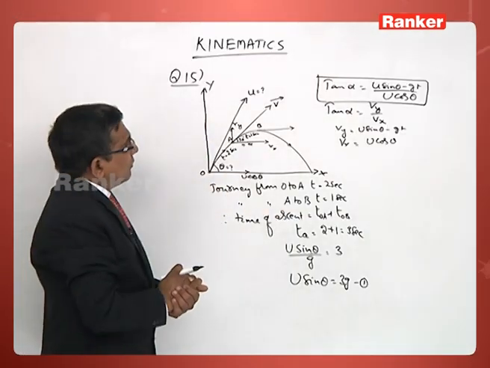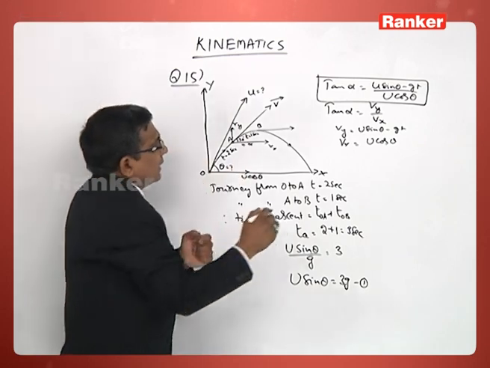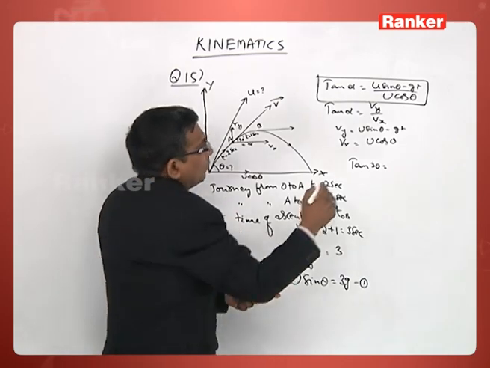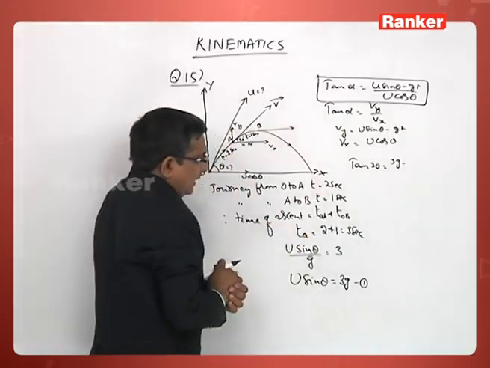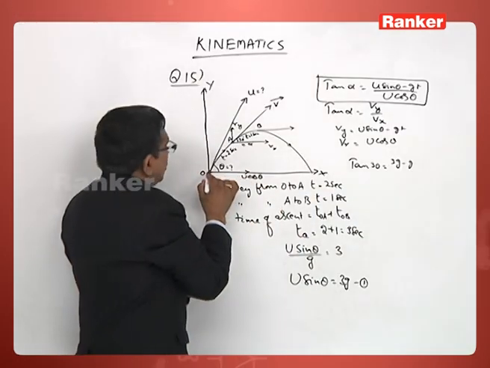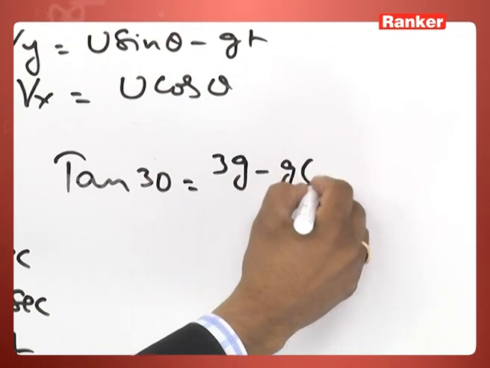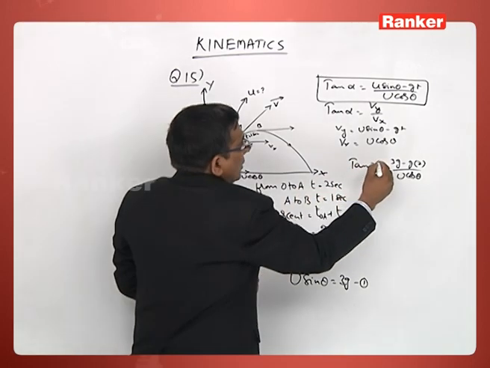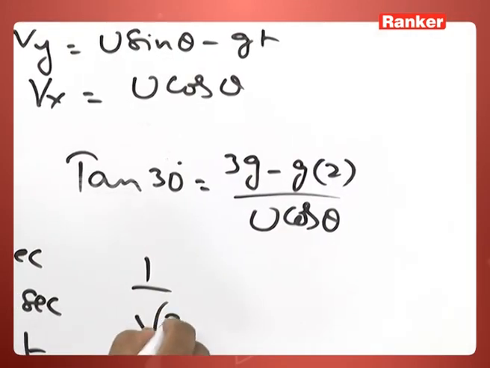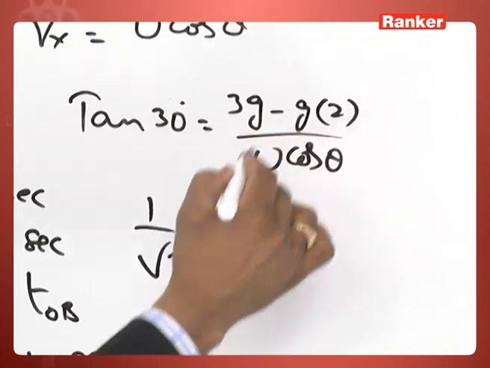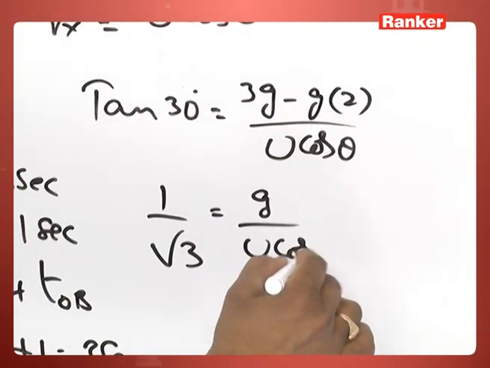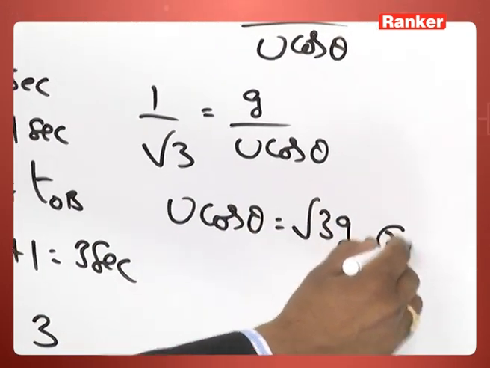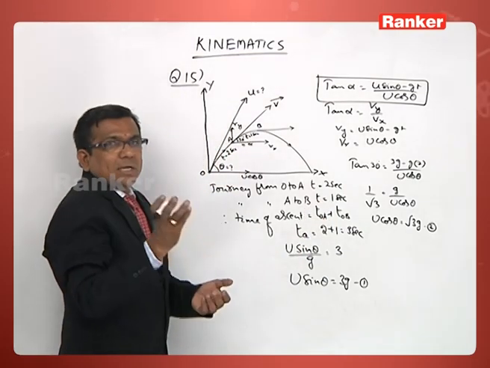Using this, you have to get one more equation. What is that equation? You have to use tan 30. Alpha was given, so tan 30 is equal to u sin theta, which you already got as 3g, minus g times the time taken to move from here to here. 2 seconds was given. So it is (3g minus 2g) by u cos theta. Now, what is the value of tan 30? Tan 30 is 1 by root 3, equal to g by u cos theta. So from this, u cos theta is equal to root 3 g, equation 2 you are going to get. Then you want the angle of projection.